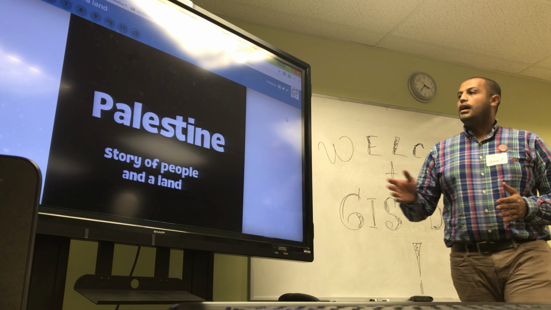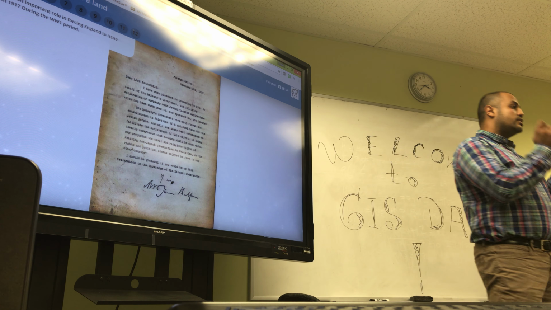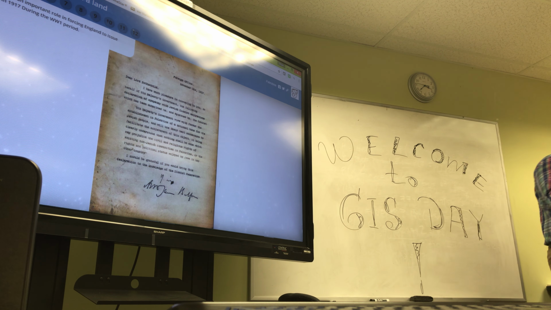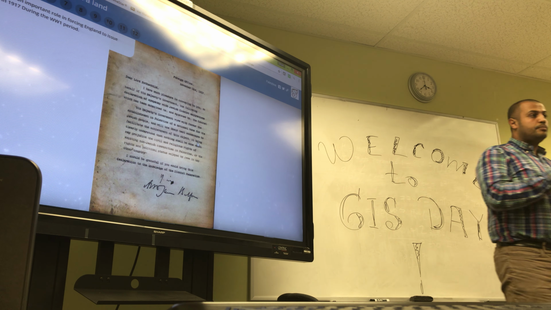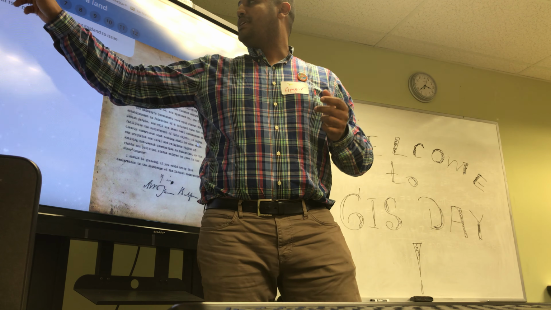This is the Balfour Declaration, made by England to the Zionist movement, saying we will help you to build a land for Jewish people in the state of Palestine, provided that you take care of the people who are living there and make sure they protect their life and their families and everything. So we're gonna see with GIS if this really was the case. Did they protect the Palestinian people, protect their rights, or what happened?